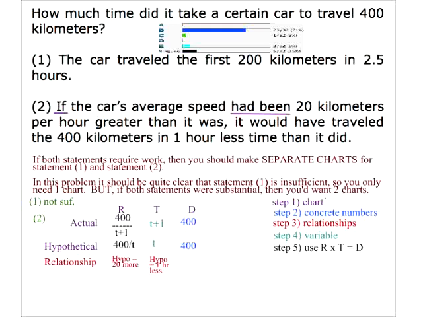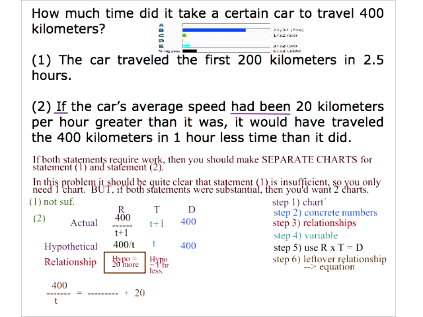So then step 6, you should have a leftover relationship. So let's use it. The leftover relationship should give you an equation. So here's my leftover relationship. Hypothetical is 20 more than the actual. That means that 400 over t is that plus 20.